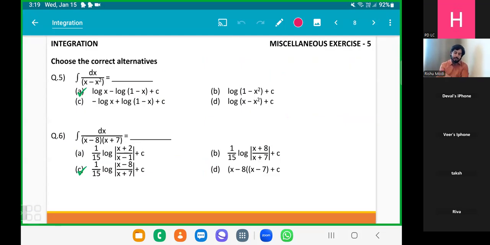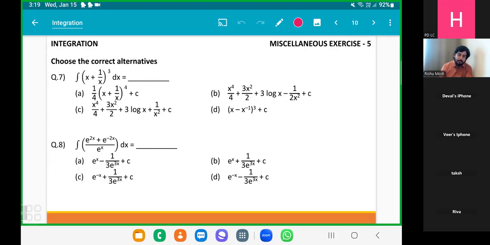Option A and option C were the answers for the 5th and the 6th one. We go on to the next one, question number 7: integration of (x plus 1 upon x) the whole cube. Now this becomes difficult if you do not know (A plus B) the whole cube, which I am very sure that you know. Just recollect that and tell yourself what is (A plus B) the whole cube.